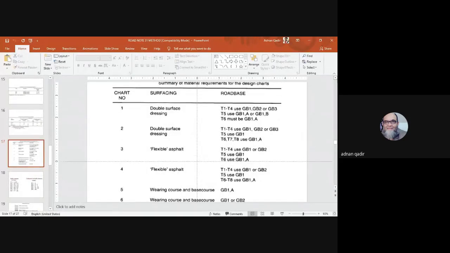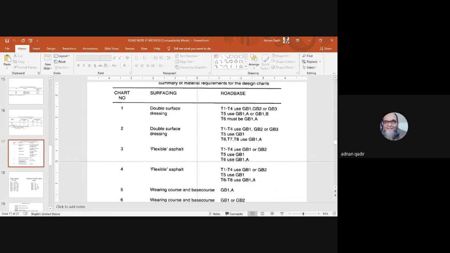Then there are surfacing materials, DSD. Normally the method doesn't recommend any double surface dressing if you have a traffic category of T5 or greater. If you use the double surface dressing, then you can use GB1 material, and if you have traffic category T6 to T8, use GB1A material.